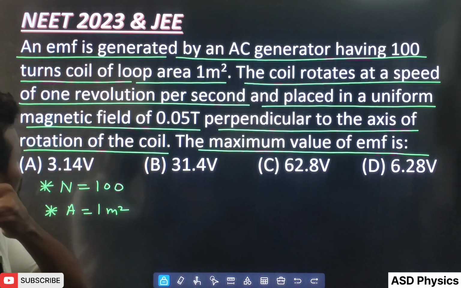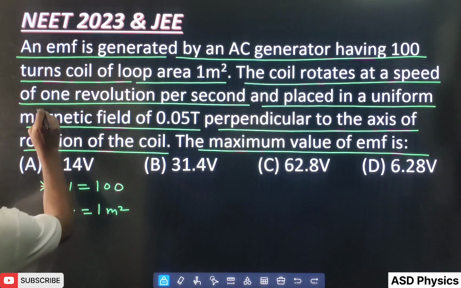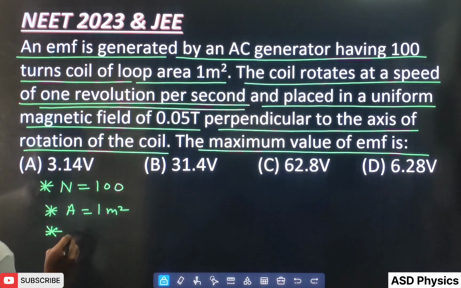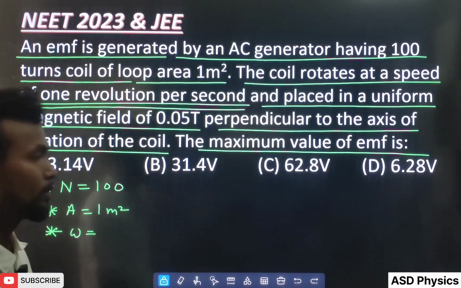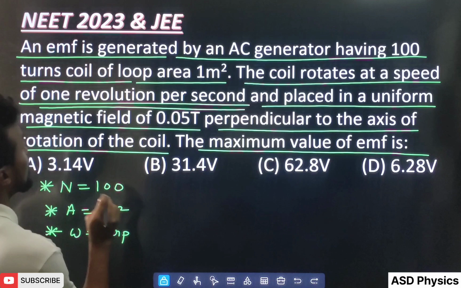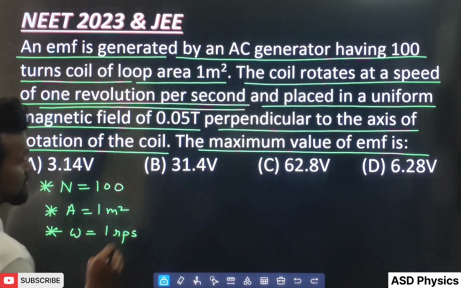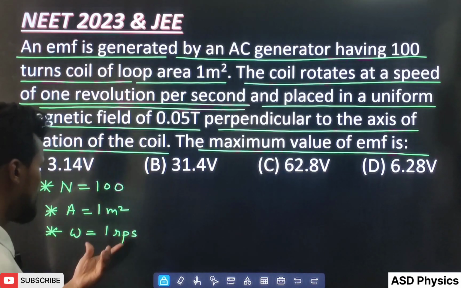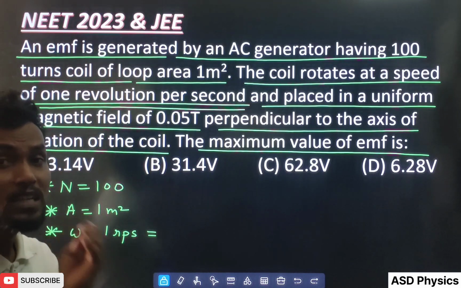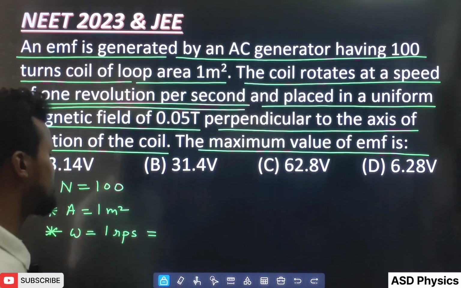Next, the coil rotates at a speed of 1 revolution per second. So remember that omega is given here as 1 revolution per second, that means we can write 1 RPS. But RPS is not the SI unit of omega. The SI unit of omega is radian per second.